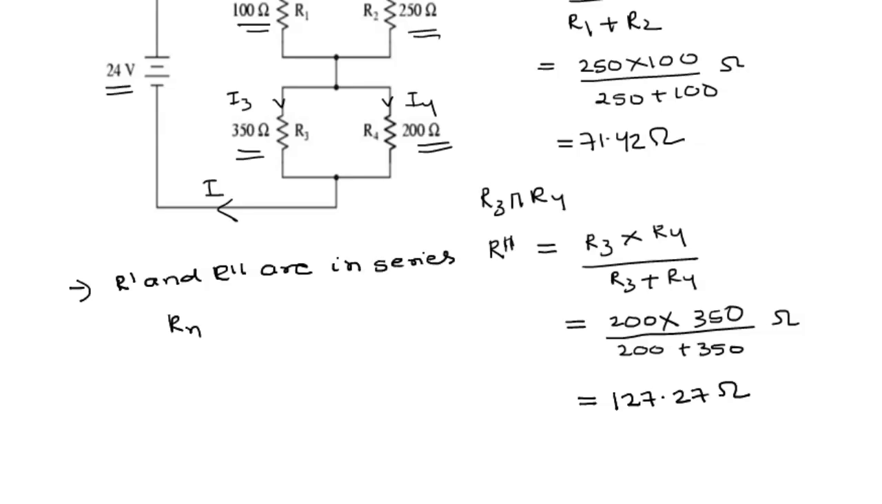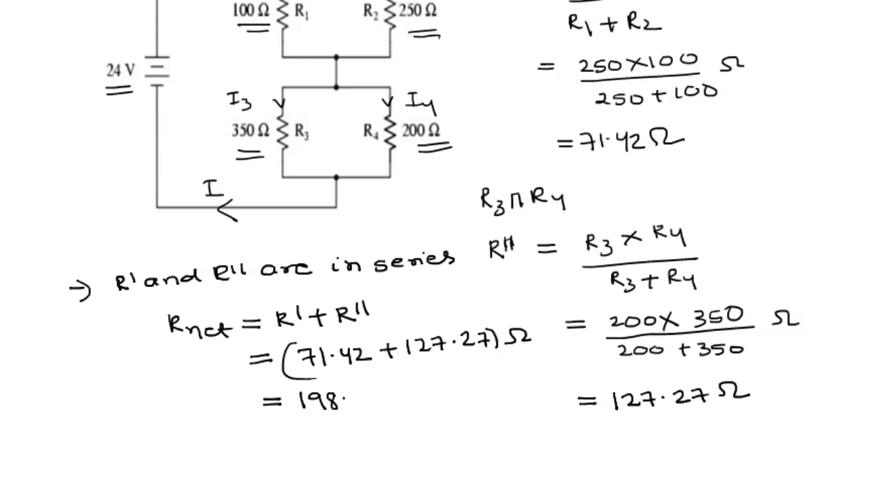Now we know that R dash and R double dash are in series. So if R net is the total resistance of the circuit, then this will be equal to R dash plus R double dash, that is equal to 71.42 plus 127.27 ohm, and this we get to be equal to 198.7 ohm. So 198.7 ohm is the total resistance of the circuit.